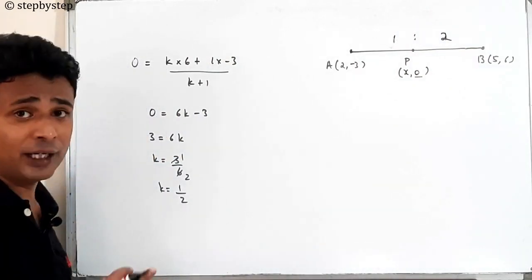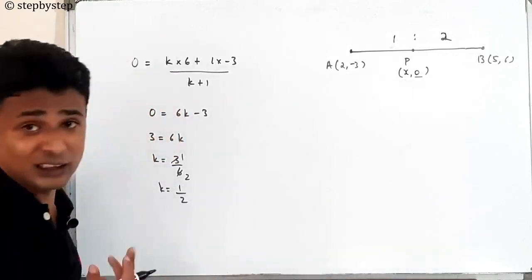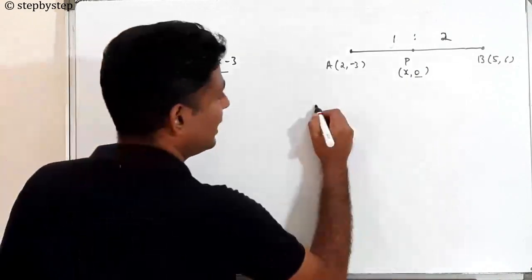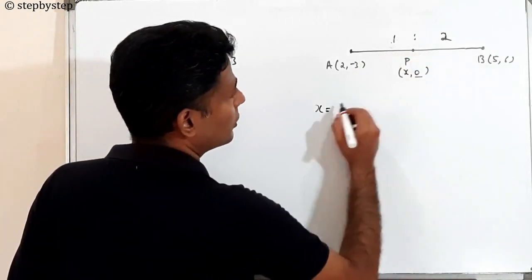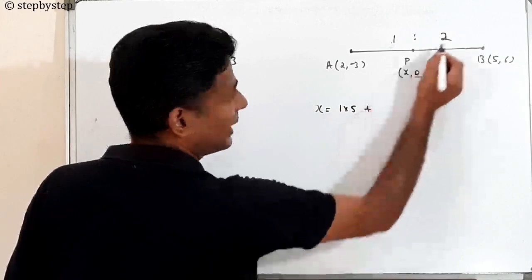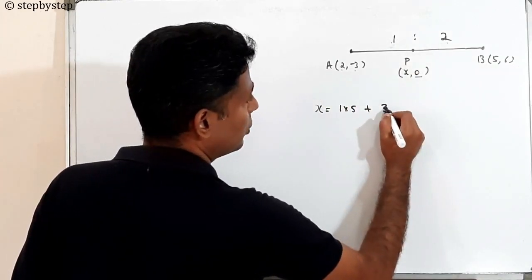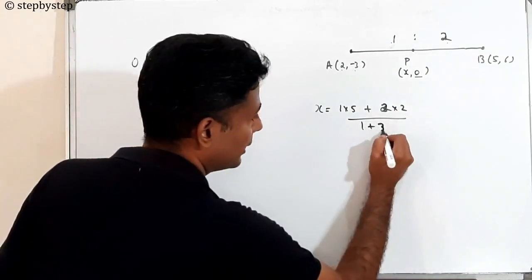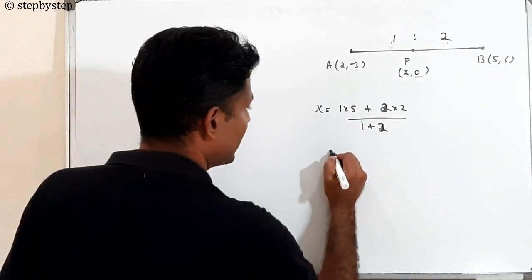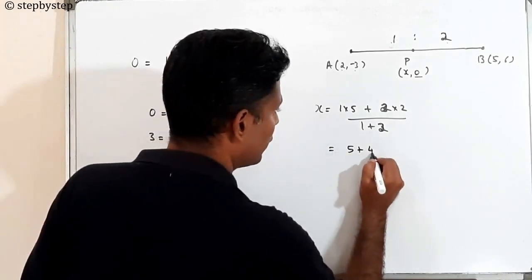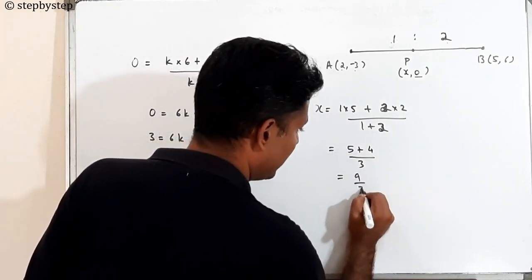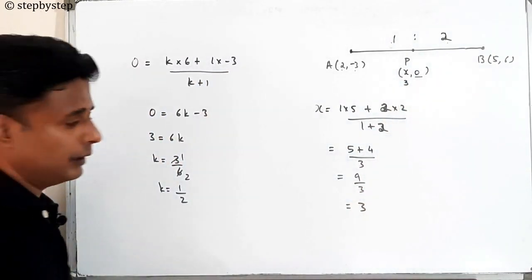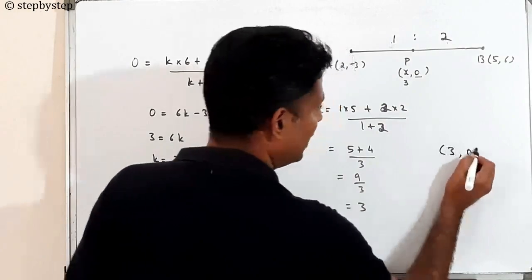Now they have asked us to find the coordinates of this point as well. Since we know the ratio in which it divides, we can find the coordinate of x. So x equal to m into x2, that is 1 into 5, plus n into x1, that is 2 into 2, whole by m plus n, that is 3. Alright, so we get 5 plus 4 by 3, so 9 by 3, which is nothing but 3. So the coordinate of x is 3. So what is the point? 3 comma 0.